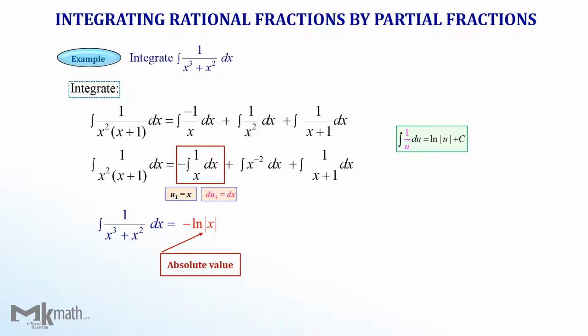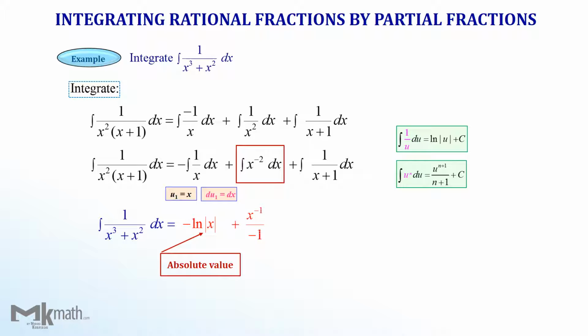Since this has the power of negative 2, we need to use the power function formula. Using the formula with u equal x and n equal negative 2 and integrating to get x to the negative 1 over negative 1.